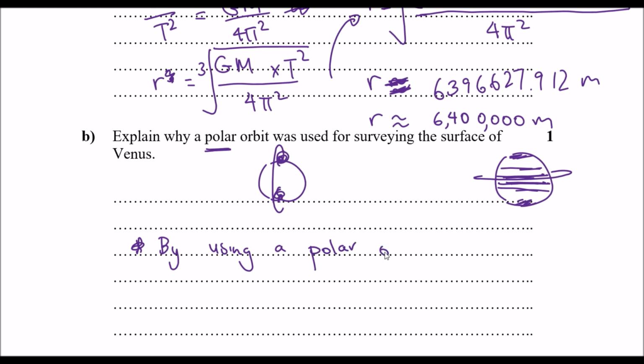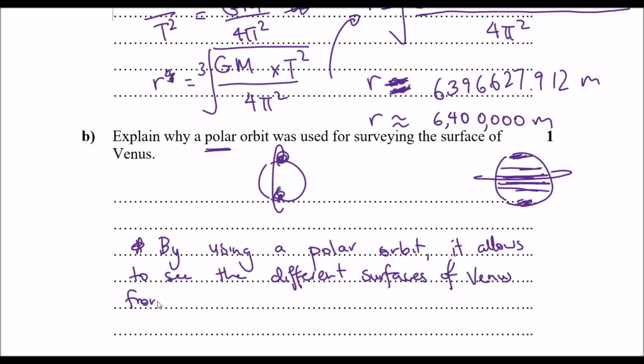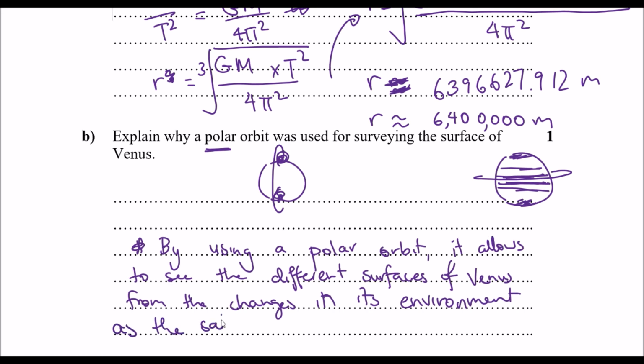Okay, so by using a polar orbit, it allows us to see the different surfaces of Venus and the changes in its environment as the satellite moves from one pole to another.